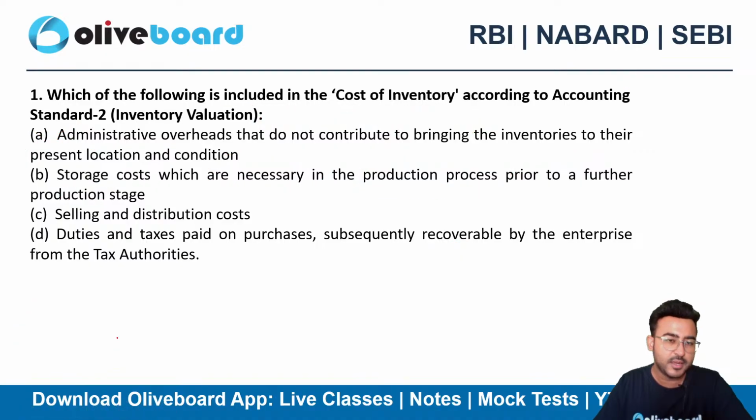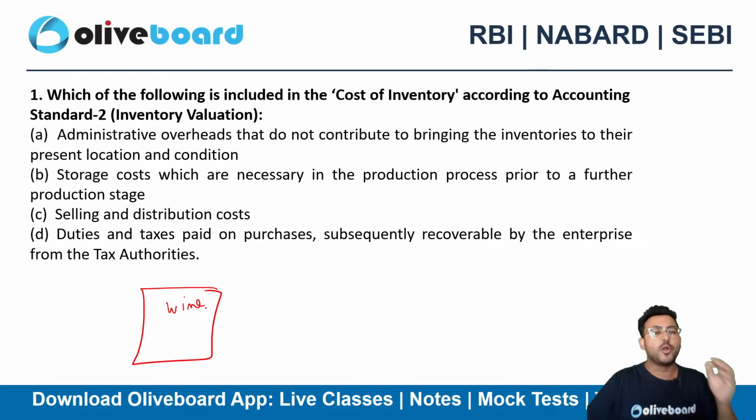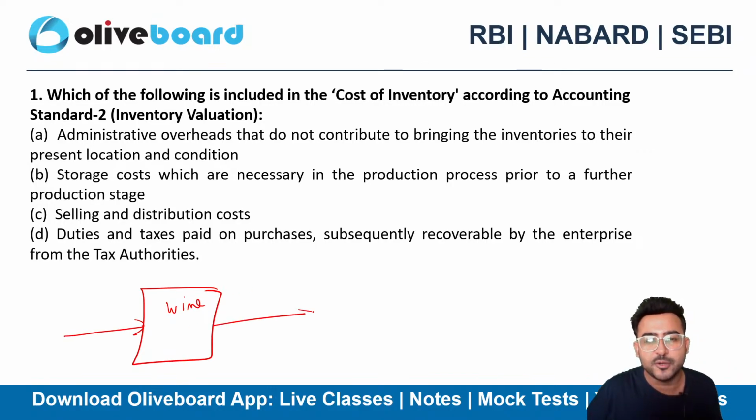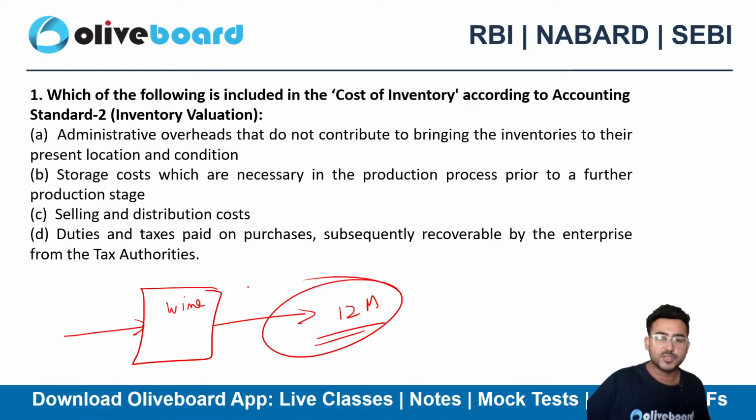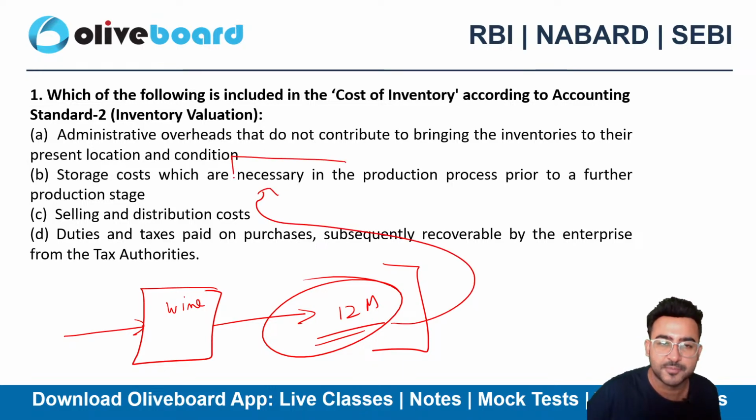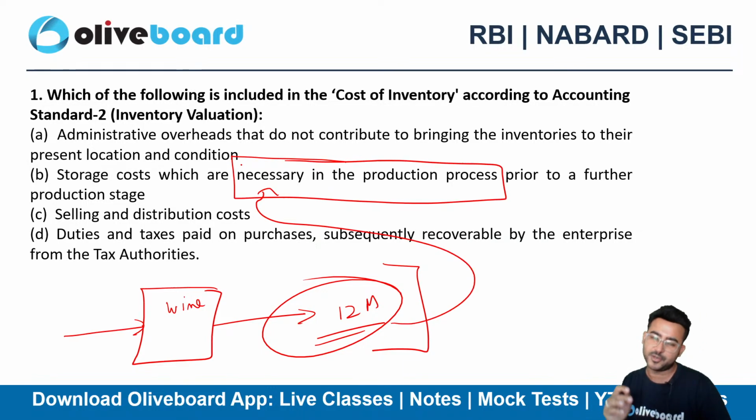Let's suppose I'm producing a bottle of wine. In order to produce this wine, I need to store it for at least 12 months. So this storage cost is an essential, necessary part of the production process, so definitely this will be included. Generally, storage cost is not included in the valuation of inventory. However, here it is a necessary part of the production process, essential for it.